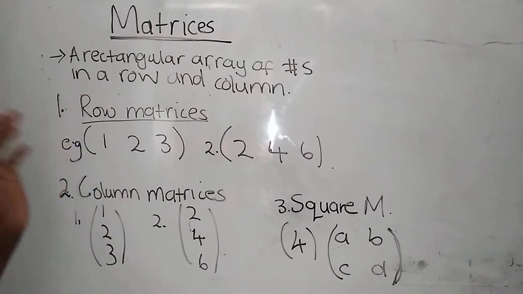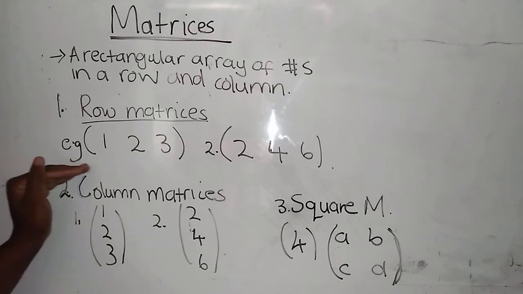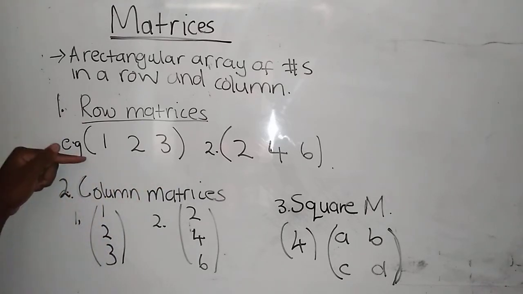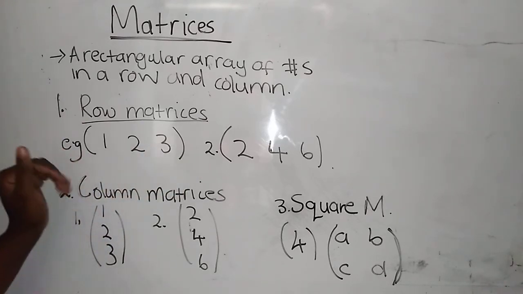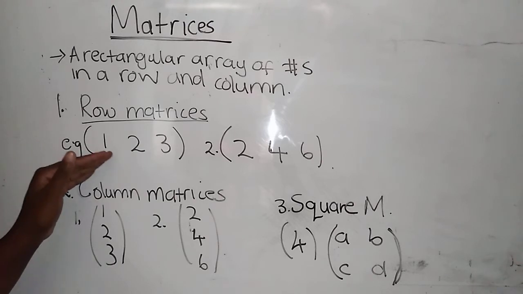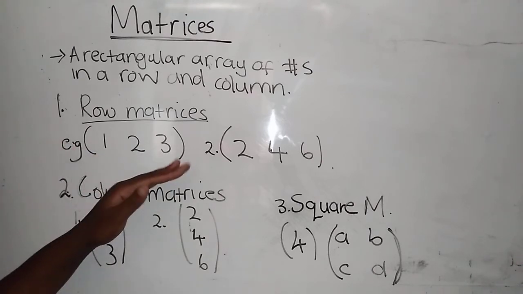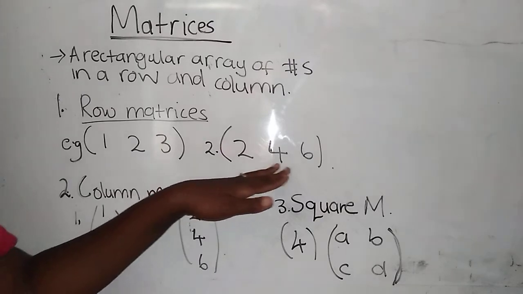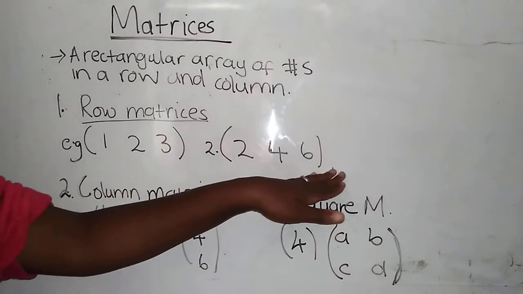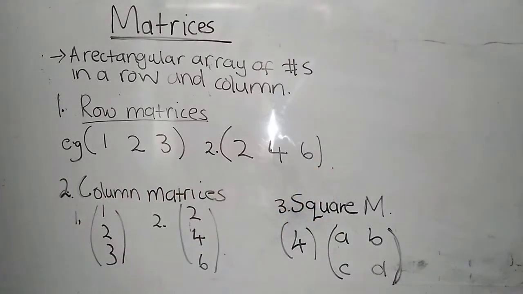We have row matrices, meaning that your matrix will just be in a row. This is just one row, right? In our first example, we have 1, 2, 3 in a row. Our second example is just 2, 4, 6. They are all in a row, just one row.